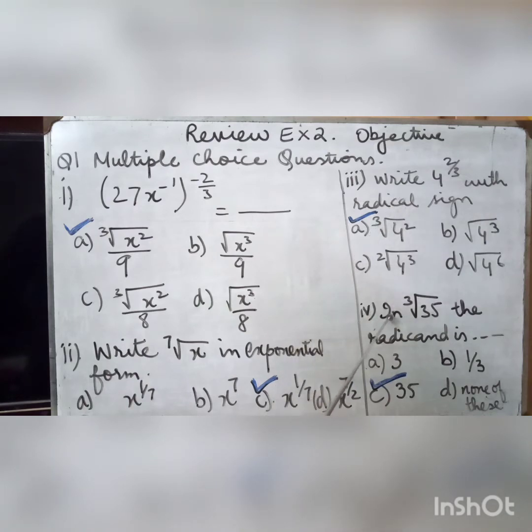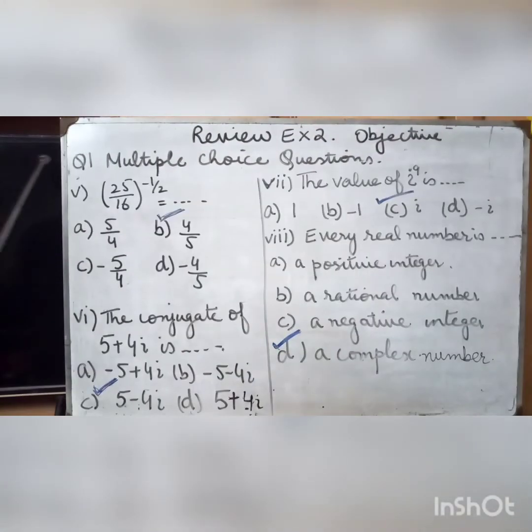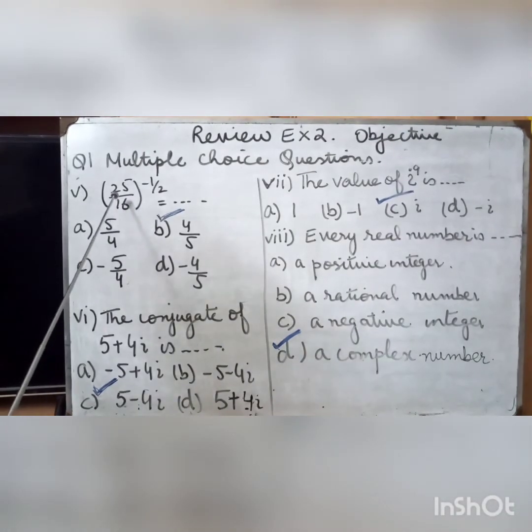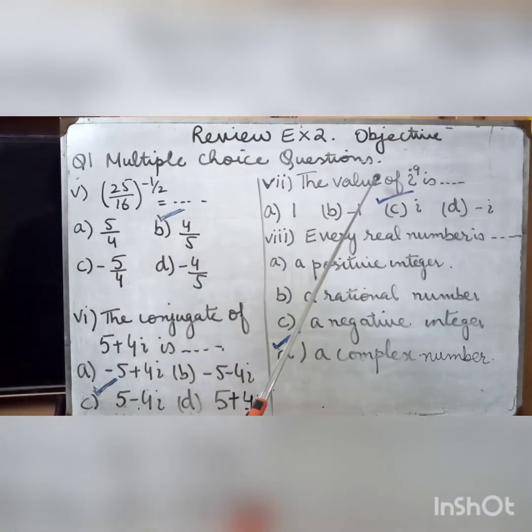Fourth, in cube root of 35, the radicand is, correct answer is C, 35. This is the radicand. Fifth, 25 over 16 with exponent minus 1 over 2. Correct answer is B, 4 over 5. 6. The conjugate of 5 plus 4 iota is C, 5 minus 4 iota. 7. The value of iota 9 is C, iota.